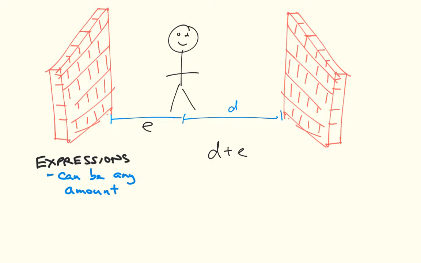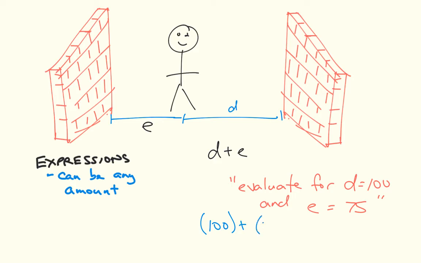Now, occasionally, I will be given some numbers to put into my variables, to substitute. For example, I might see the instruction evaluate for d equals 100 and e equals 75. And in that case, I would do exactly that. I would figure out what the value is, and I would substitute in correctly using brackets, 100 for d and 75 for e, and then I could figure out that this, of course, equals 175. The distance between the 2 walls now has been given a definite amount because my variables are no longer variables. I put in constants for them.